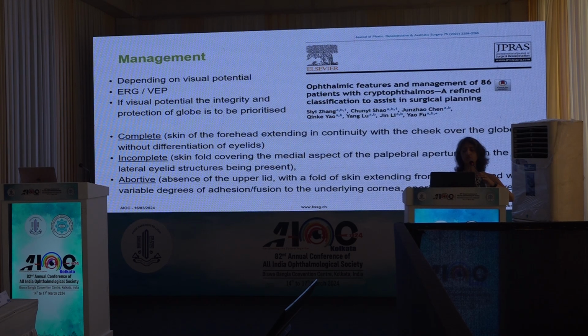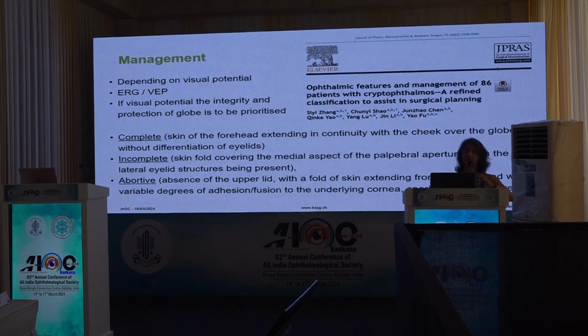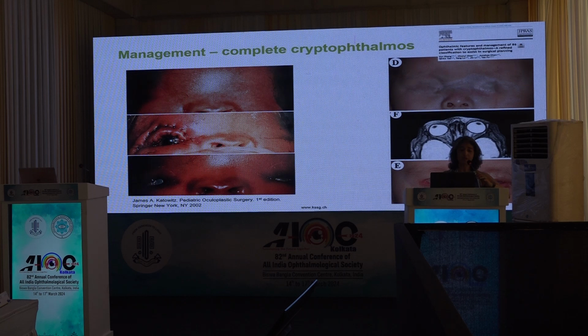So depending on the visual potential which they have found in these kids, depending on the electroretinogram and VEP, if the visual potential is there, the integrity and protection of the globe, of course, is to be prioritized, which also reflects in your management of the case. In this paper, they have classified cryptophthalmos into complete, incomplete, and abortive, and I'm going to give you examples of each one of them.